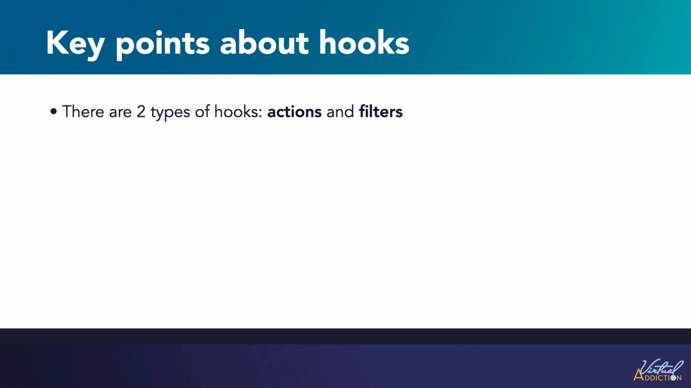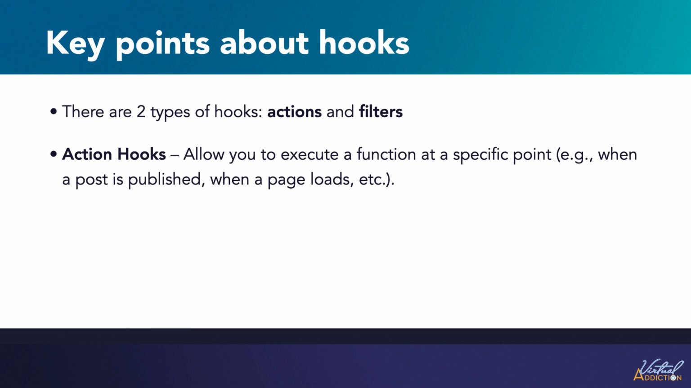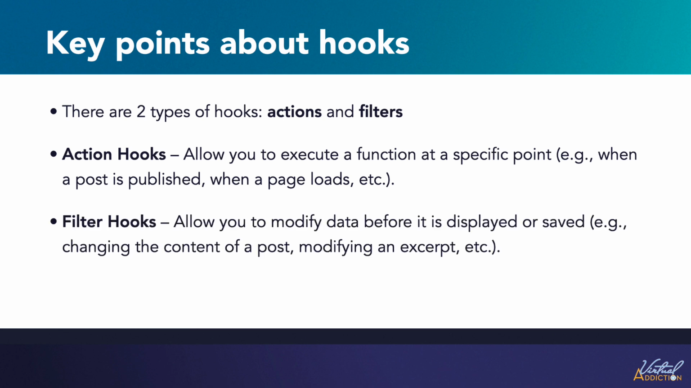There are two types of hooks, actions and filters. Actions do something at a specific point, while filters will modify a value and return it. For example, with an action, you could add information to a post before it is saved. With a filter, you can change the format of the date on every blog post.